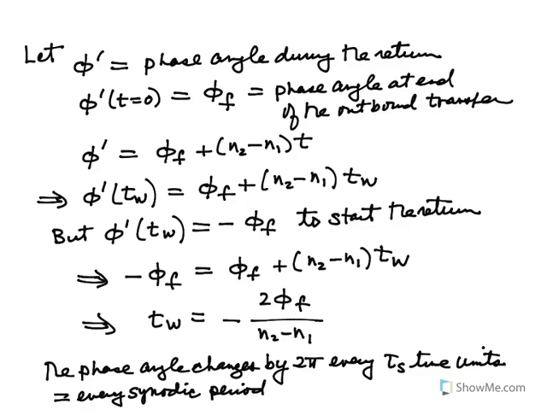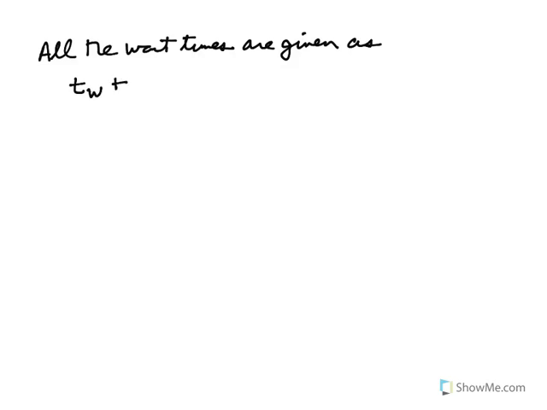Now, given that that's the case, there's going to be a phase angle change every synodic period. So that means that all the wait times are given as that original wait time t sub w plus k times tau sub s. These are all the wait times, and I'm going to label this as t sub w k, and this is all the possible wait times.